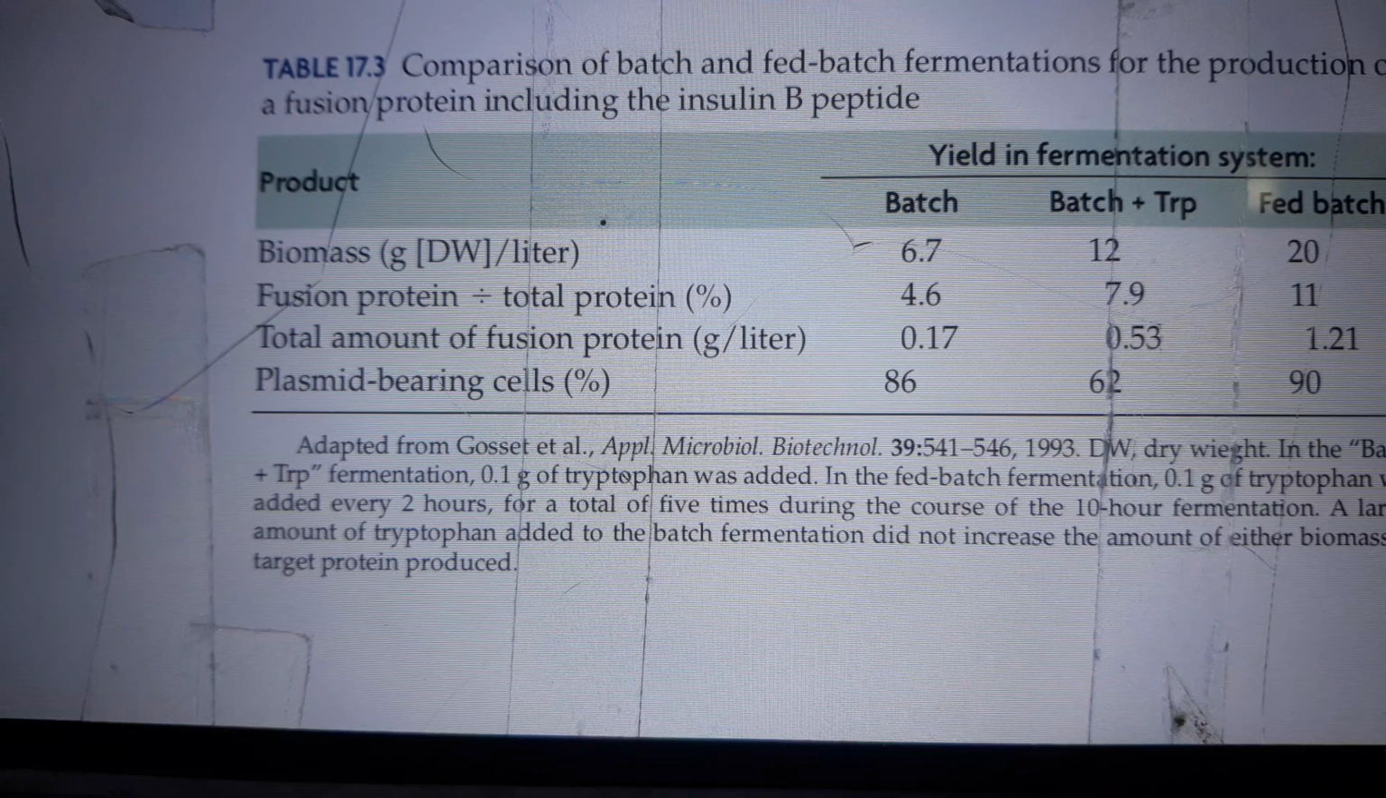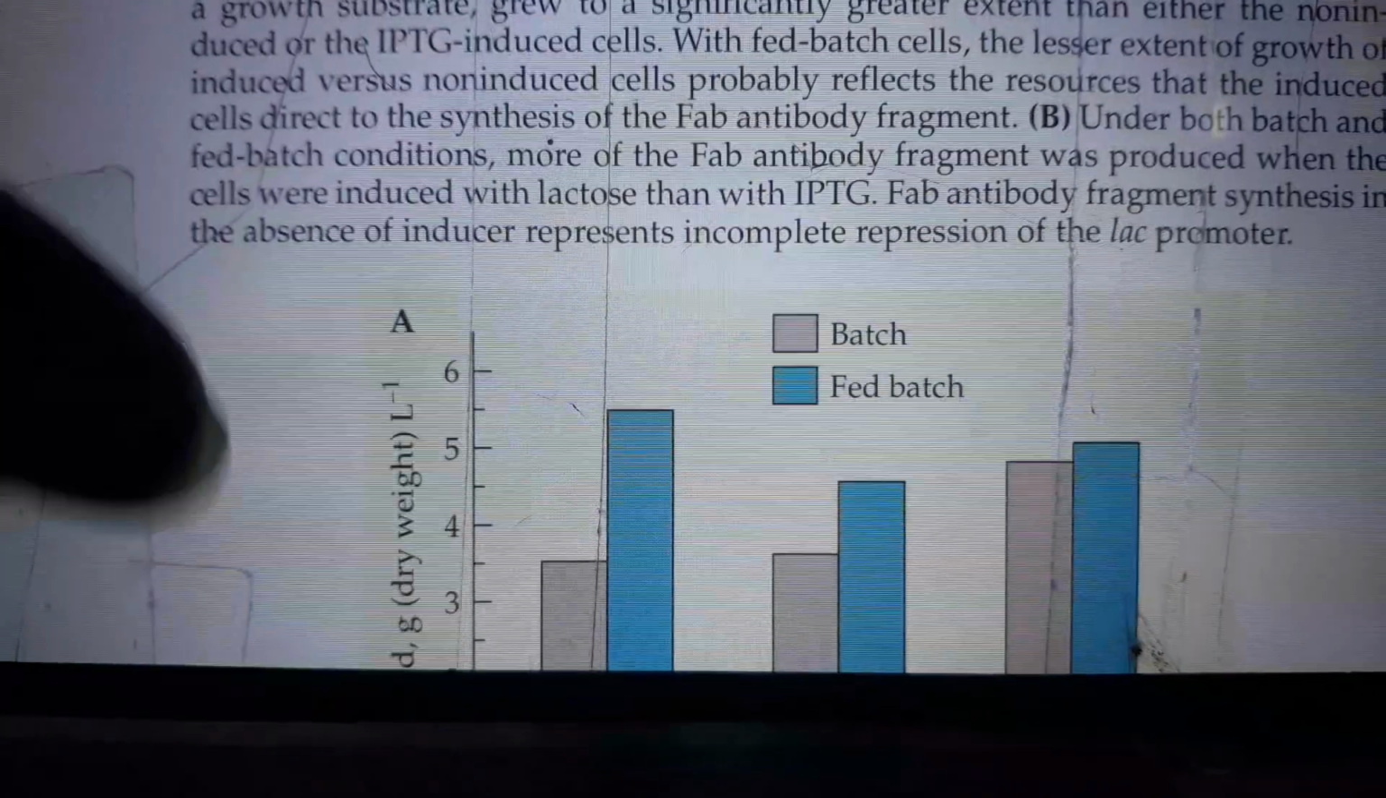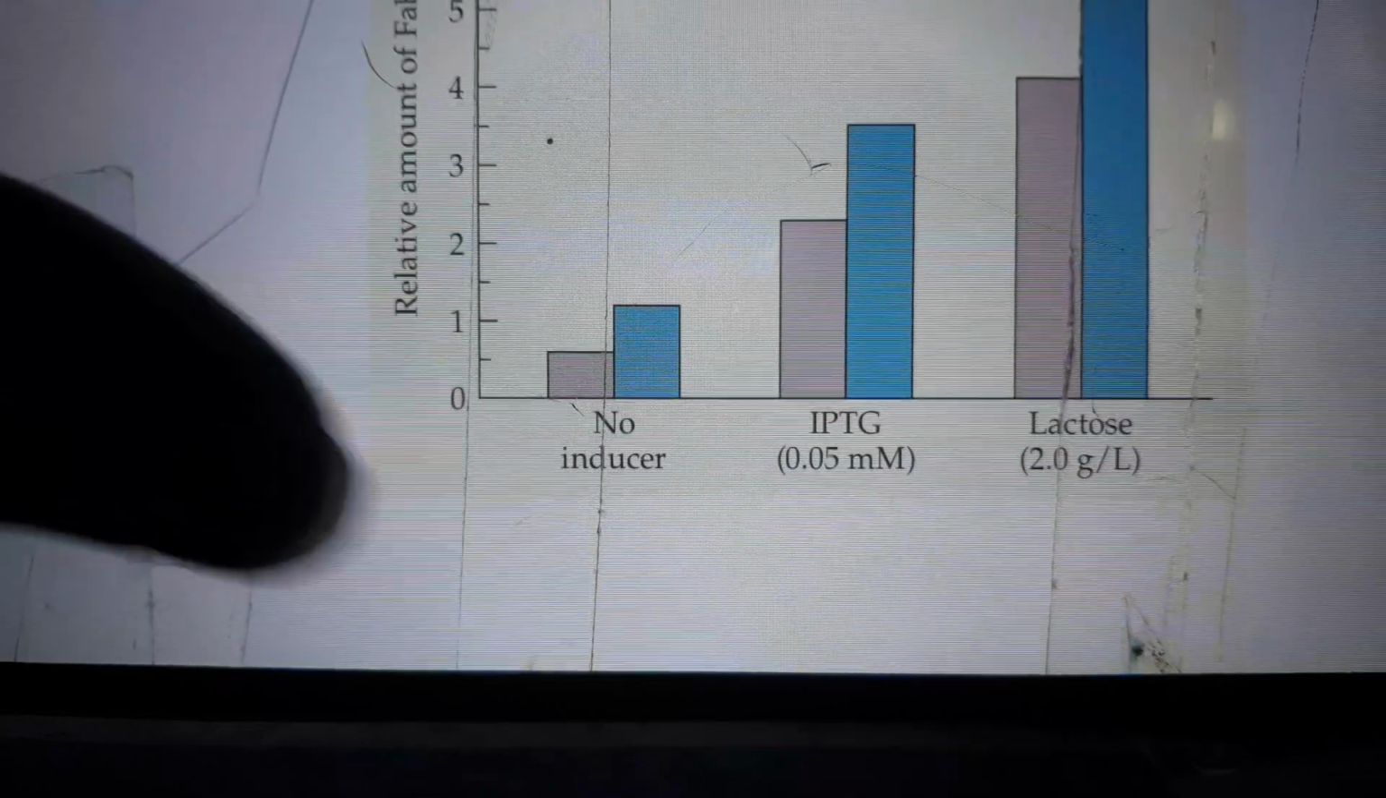This is a comparison of batch and fed-batch fermentation for the production of a fusion protein, including insulin B peptide. This figure shows induced recombinant protein production with batch and fed-batch E. coli cells to late logarithmic phase. The cells are either not induced or induced with 0.05 mM IPTG or with 2 grams of lactose per liter. Have a look at the diagram and just copy it with a screenshot.